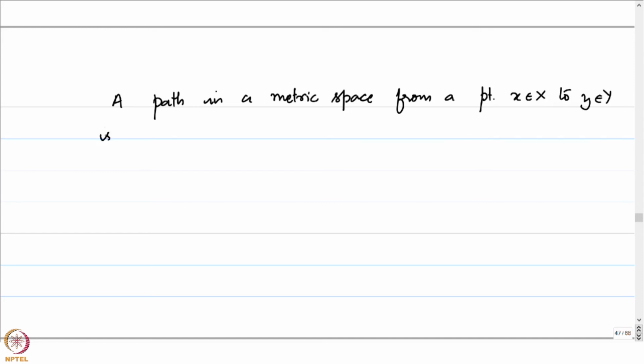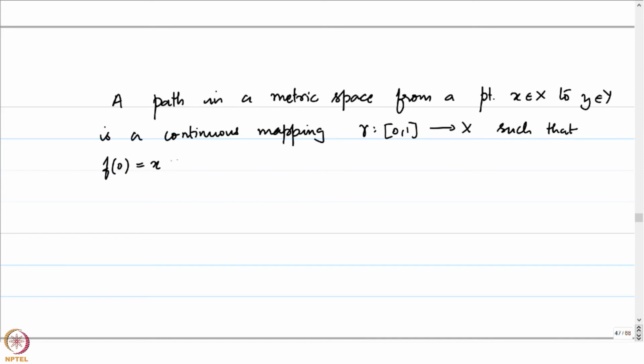A path in a metric space from a point X in capital X to Y in capital X is a continuous mapping gamma from the closed interval [0, 1] into X, such that gamma of 0 is X and gamma of 1 is equal to Y.